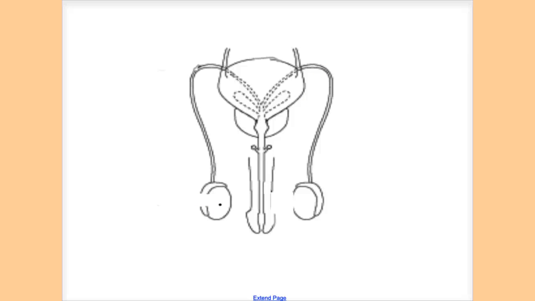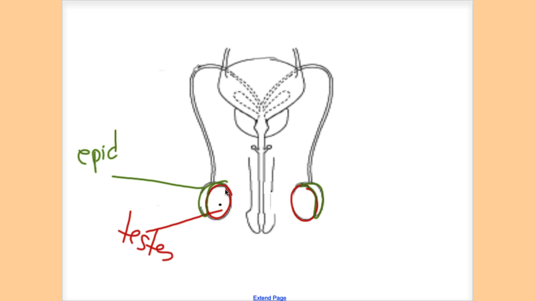Let's now look at the male reproductive structure. Males have two of these structures, which are called testes. And here is where meiosis happens, where gametes are formed. The gametes of male are called sperms, and sperms are made in the testes. There are two structures on each of the testes above them, and these structures are called epididymis.